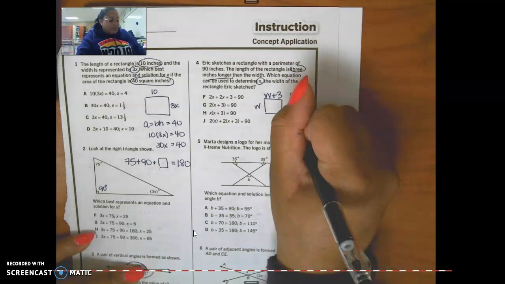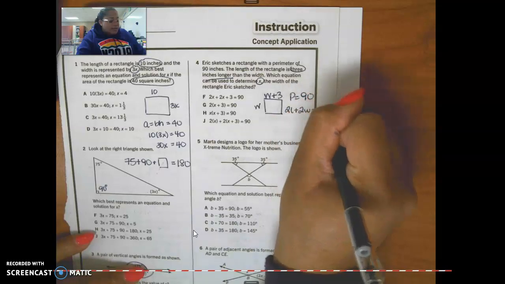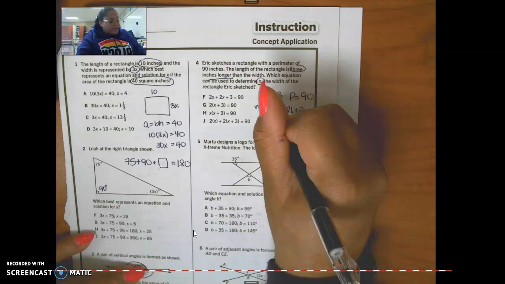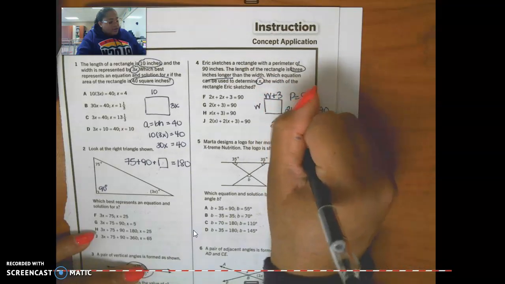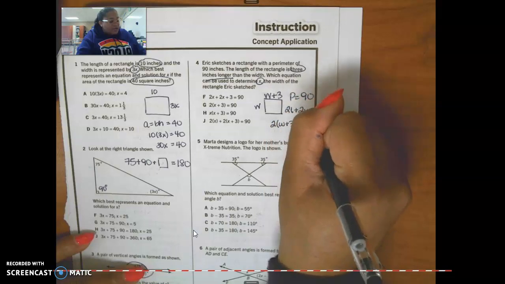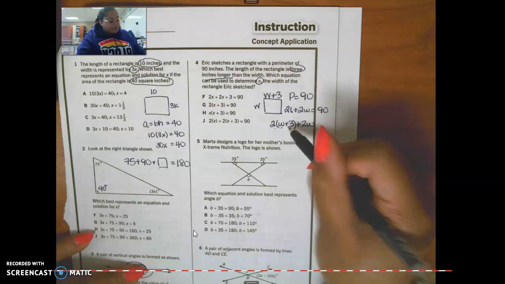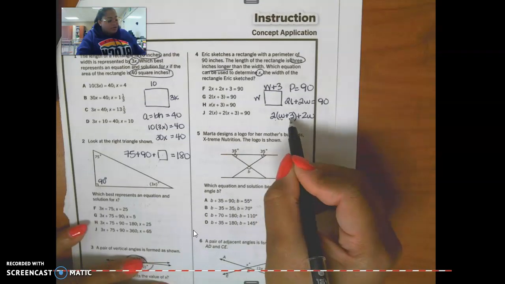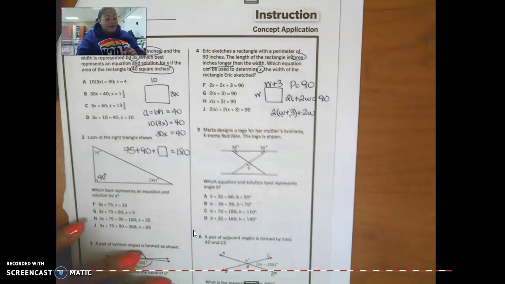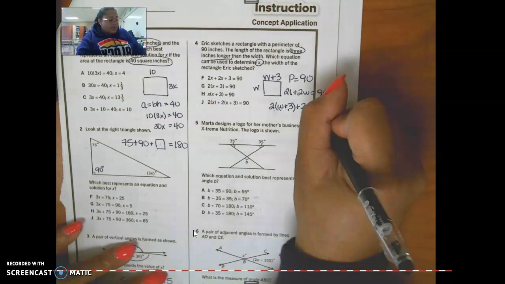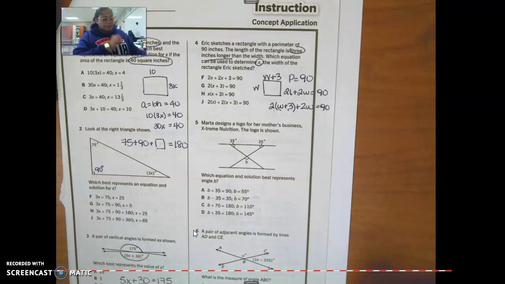So remember, for perimeter, I need 2 lengths and 2 widths to equal 90. My length is W plus 3, so I need 2 times W plus 3, and I need 2 W's. If I have 2 W's plus 3, that's going to be 2W plus 6. Oh, I don't need to simplify it here. I just need to find what looks like what I just wrote, and it's going to equal 90. The variables will be different though.